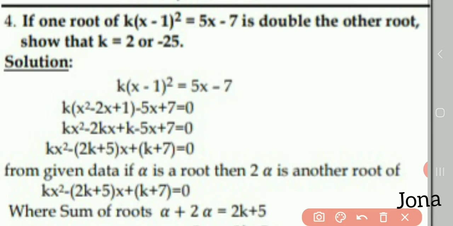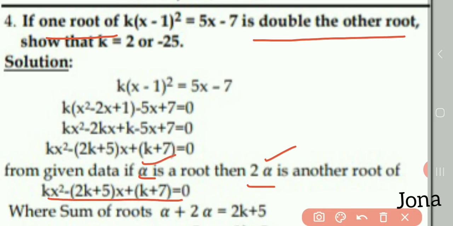Okay, the next thing is given in our problem. If one of the roots is double the other root, that is the condition. So let the first root be alpha and the second root is 2 alpha, because it is doubled. So 2 alpha is the other root. Okay, so now we got alpha and 2 alpha are the roots of this equation kx square minus of 2k plus 5 of x plus k plus 7 equal to 0.